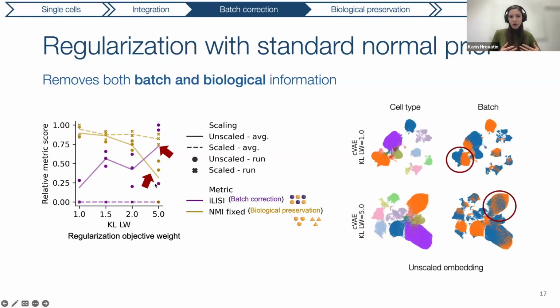And how this then looks on the UMAP is here we have a low regularization weight. We have nice separation of cell types, but the batches also don't really mix. They're kind of located together, but not really completely mixing. On the other example, here you have higher regularization weight. The cell types are now being pushed together, so we're losing some biological information. However, we also have higher mixing of the batches. So you see the batches are actually mixed within the cell types.